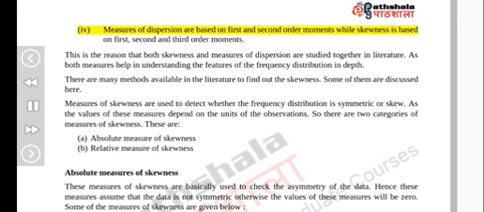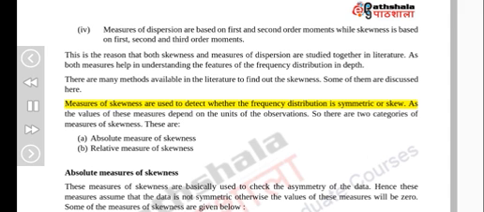Measures of dispersion are based on first and second order moments, while skewness is based on first, second and third order moments. This is the reason that both skewness and measures of dispersion are studied together in the literature, as both measures help in understanding the features of the frequency distribution in depth. There are many methods available in the literature to find the skewness. Some of them are discussed here.